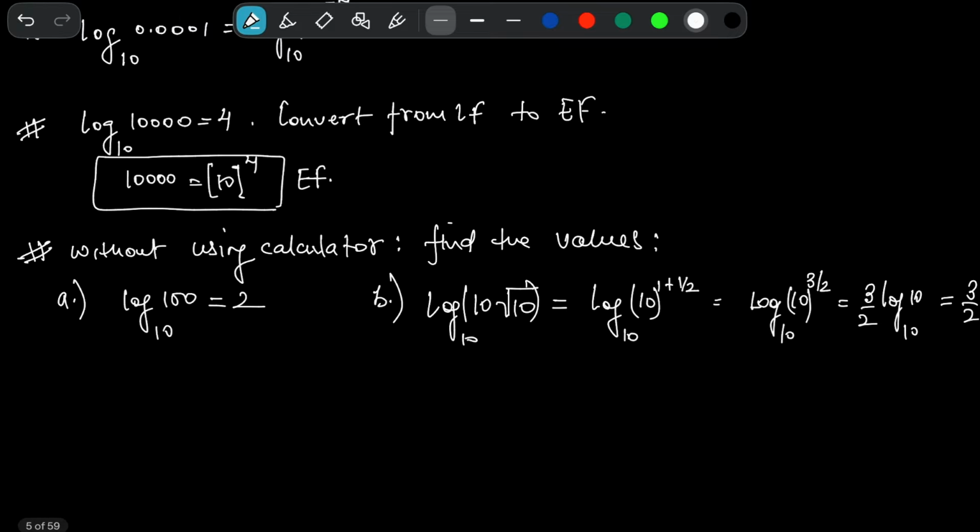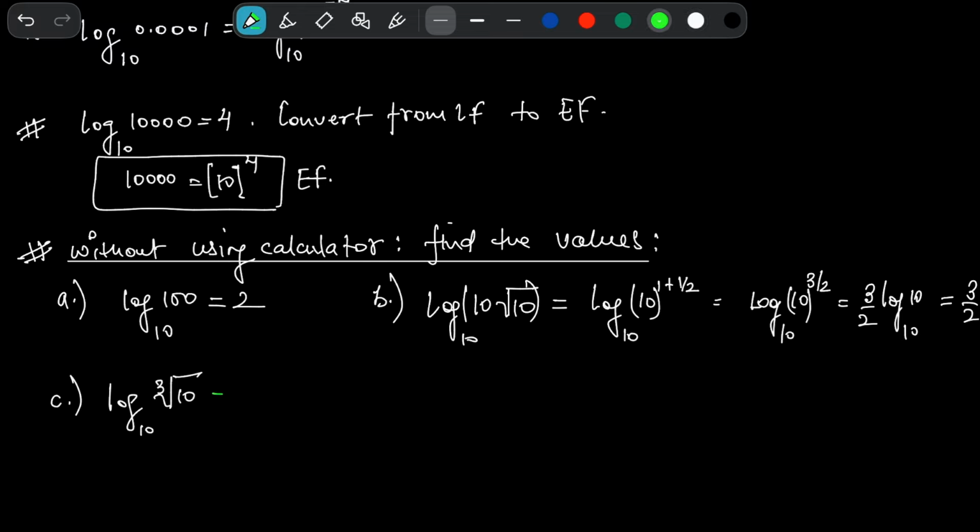I will do a few more to make you understand how we are solving these questions. So let's do one more. Let's do C part. All these questions are based on the same concepts. That's why I'm marking them as A, B, C under this headline of without using calculator. Okay, so this is log of cube root of 10 with base 10.